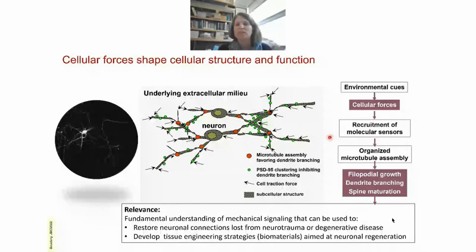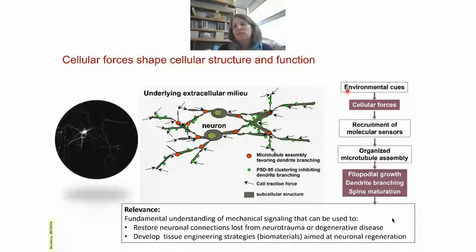In the case of neurons, such functional morphology could involve filopodial growth, dendritic branching, and spine maturation. We're very interested in studying this mechanical signaling pathway, because if we have a deeper understanding of this, we can harness that knowledge to control tissue engineering strategies in which we can control neuronal regeneration and come up with ways that could restore neuronal connections potentially after injury or during degenerative diseases.